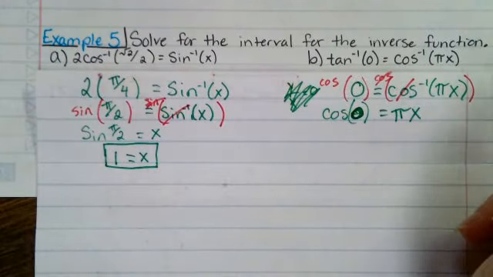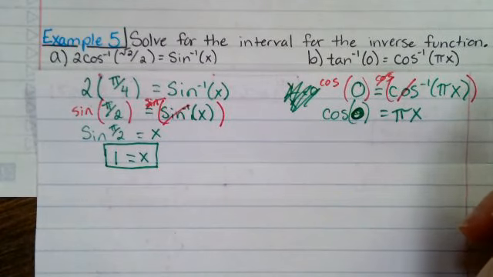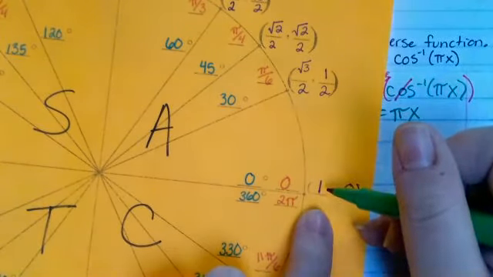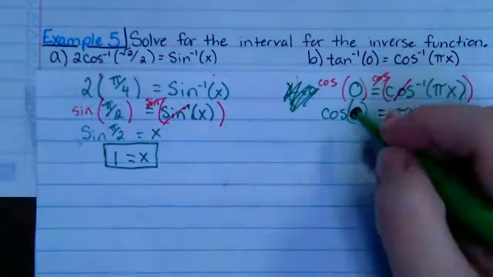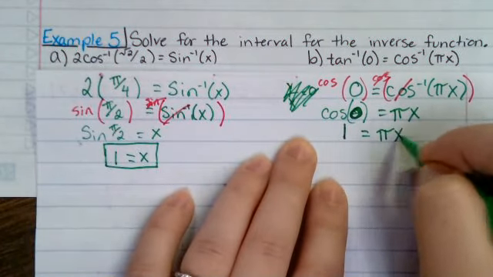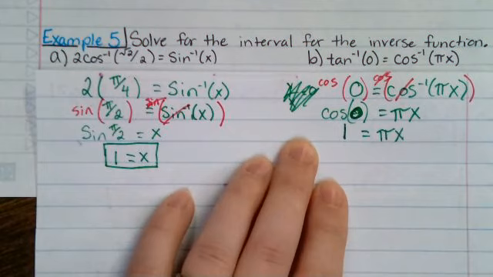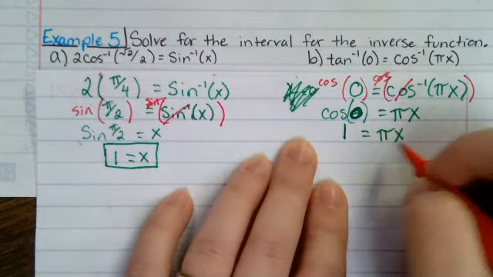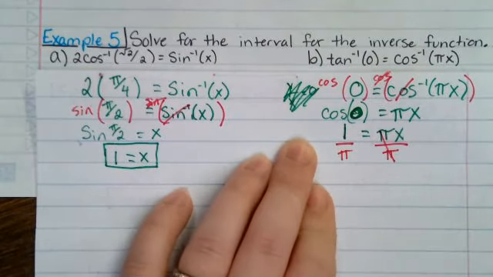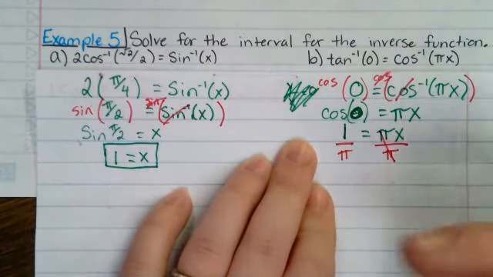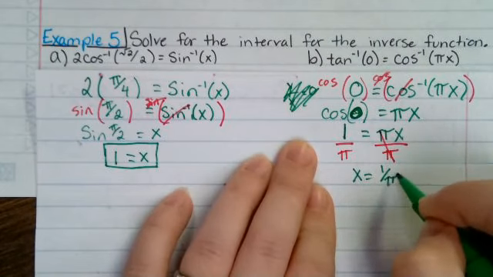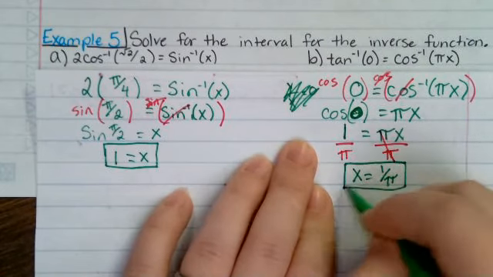All right. So look at 0, figure out what is cosine. Hey, at 0, my x coordinate is 1. Cosine of 0 is 1. That's equal to pi x. And then you can solve for your x value by dividing by pi on both sides. Therefore, x is 1 over pi. Ta-da!